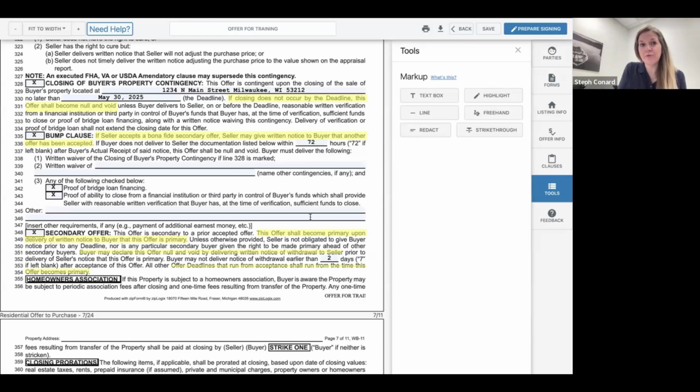So we have to make sure as listing agents that we're giving enough time. So if I've got a primary offer with a 72-hour bump clause, I'm going to make sure that this reads at least 4 or 5, just so that I'm locked in with somebody at all times.